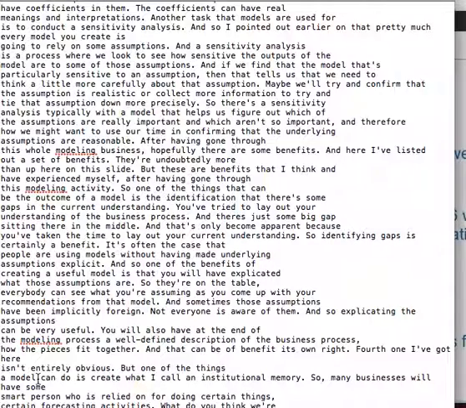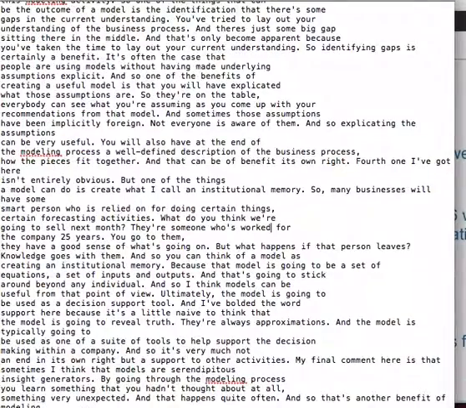The fourth one I have here isn't entirely obvious, but one of the things a model can do is create what I call an institutional memory. So many businesses will have some smart person who is relied on for doing certain things, certain forecasting activity. What do you think we are going to sell next month? They are someone who has been at the company for 25 years. You go to them, they have a good sense of what's going on, but what happens if that person leaves? Knowledge goes with them, and so you can think of a model as creating institutional memory, because that model is going to be a set of equations or a set of inputs and outputs, and that's going to stick around beyond any individual. So I think models can be useful from that point of view.